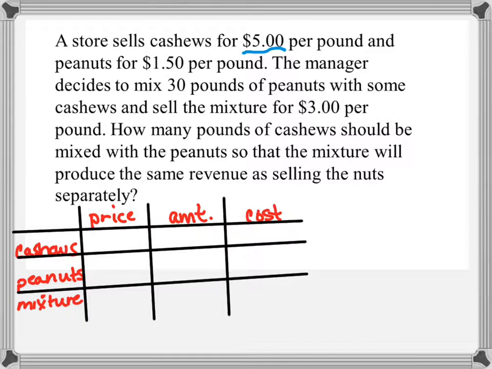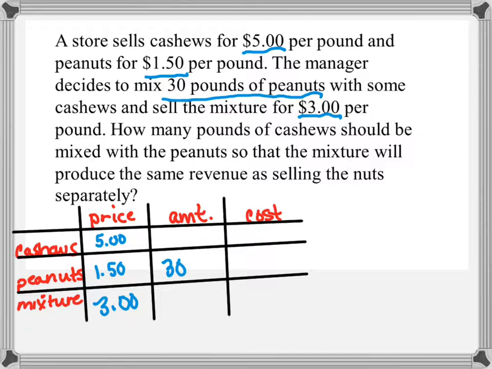Okay, so filling in what I know. I know that cashews sell for $5 a pound. I know that peanuts sell for $1.50 a pound. And the mixture will sell for $3 a pound. And I want to have a mix, but I'm going to have 30 pounds of peanuts in that mix. So I know that the amount of peanuts is 30 pounds.